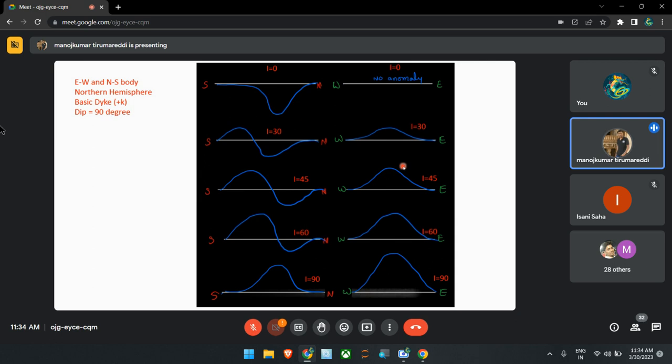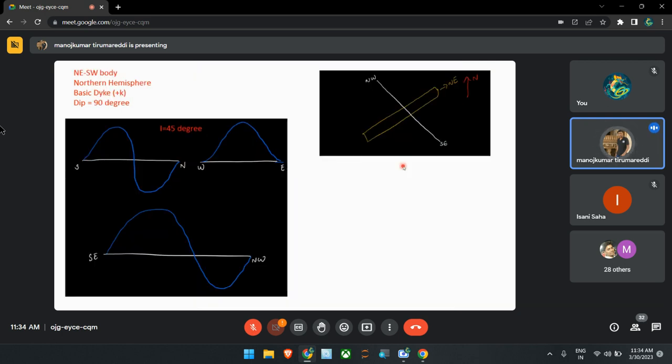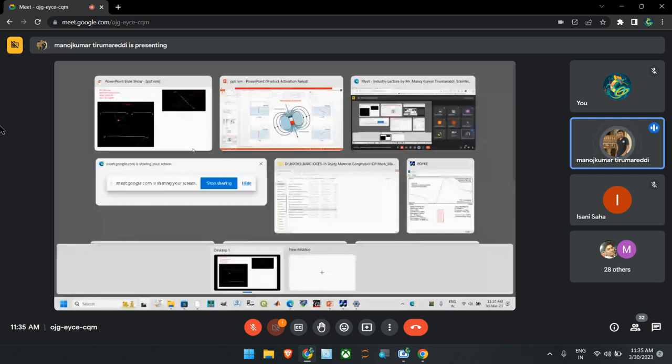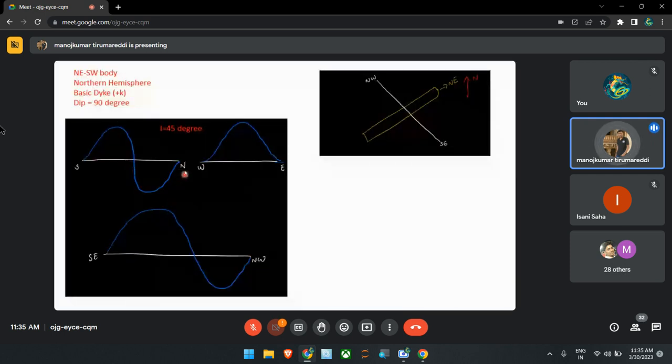What if the body is somewhat oblique, like a body trending in the northeast-southwest direction? We take traverses from southeast to northwest. How will the anomaly be? If the body is east-west, at 45 inclination, we will get a sine curve like this. If it is a north-south body, we will get a positive peak. If it is intermediate, we will get the average of these two, so we get a high positive peak and some low positive peak.